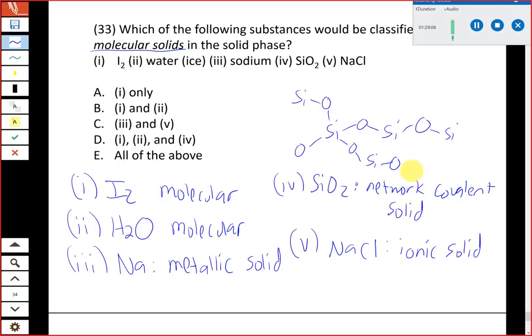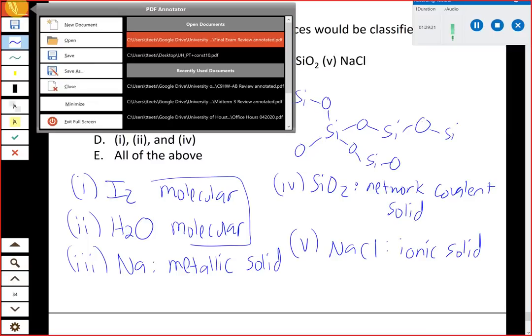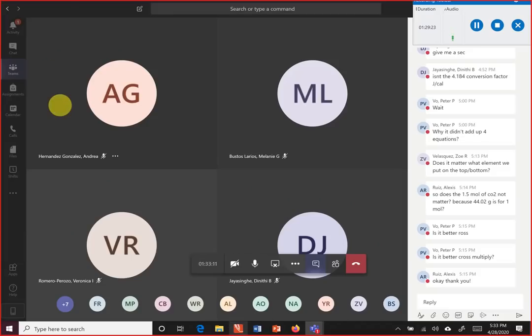But the point of this problem is that these first two are the only two that are molecular, and so the correct answer for this would be B, that number 1 and number 2, I2 and water, are both classified as molecular solids. So do we have any questions on classifying solids or how I reasoned myself through this one? All right.